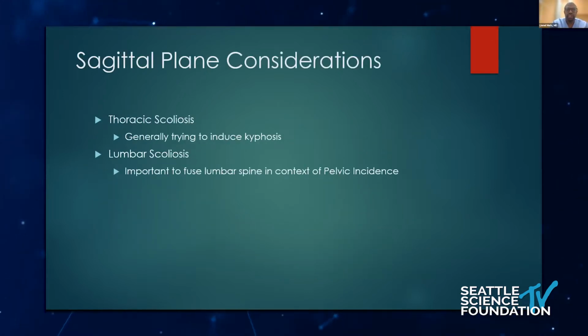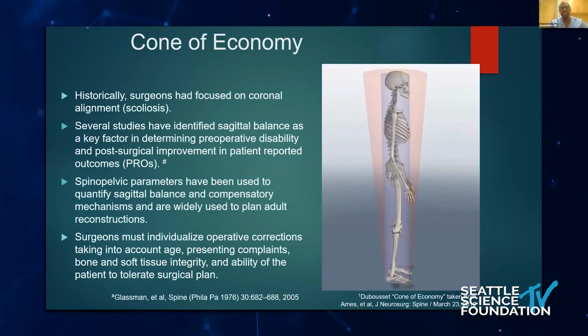So the sagittal plane considerations first. In idiopathic scoliosis, the vast majority of patients have hypokyphosis. So we're generally trying to induce kyphosis, which is a counterintuitive idea for the spine surgeon, but trying to increase kyphosis in the thoracic spine is arguably, for routine scoliosis, one of the most difficult things to do. And then in lumbar scoliosis, it's important to match the position we fuse the lumbar spine to pelvic incidence and really think about the shape of the lumbar spine in context of the spinopelvic parameters.